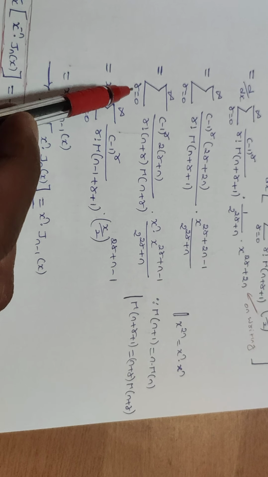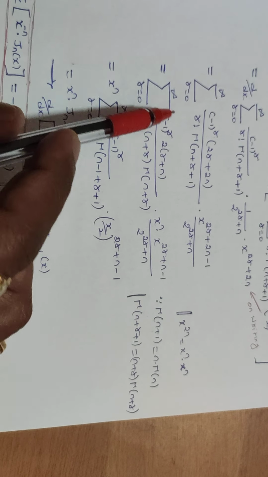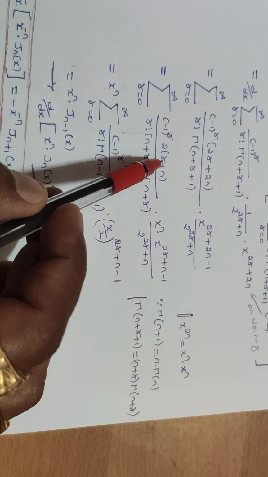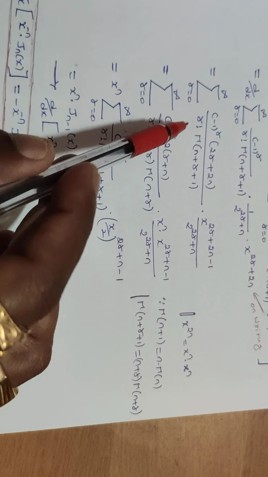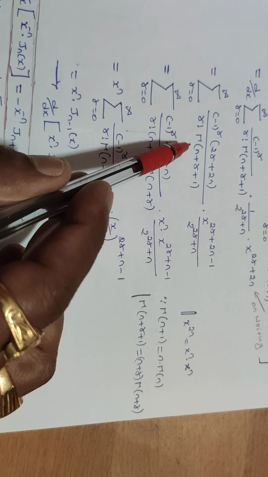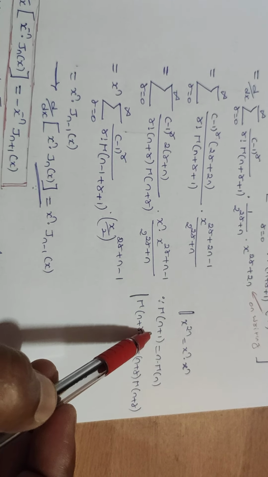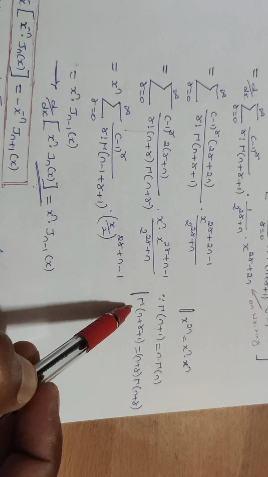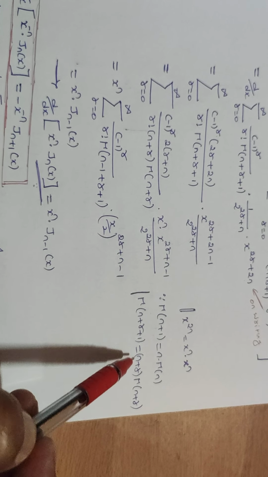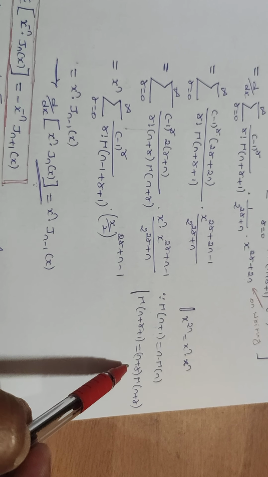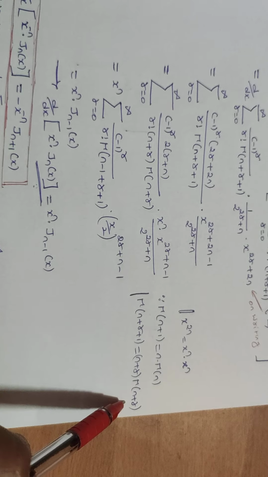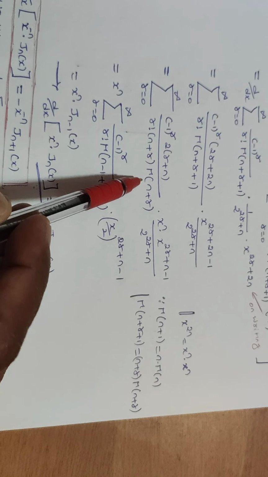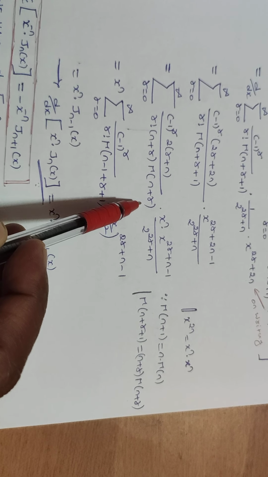So, which is equal to summation of r equals 0 to infinity, minus 1 to the power r, taking 2 as common factor, 2 into r plus n divided by r factorial into, as we know that gamma of n plus 1 can be written as n into gamma of n. Here gamma of n plus r plus 1 can be considered as n plus r into gamma of n plus r. So, therefore, here we write this term as n plus r into gamma of n plus r.